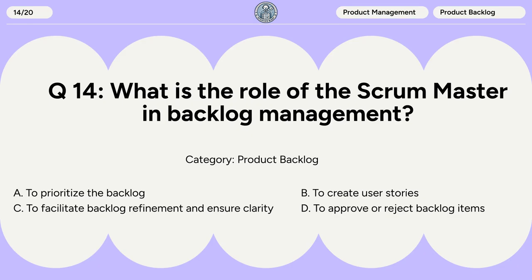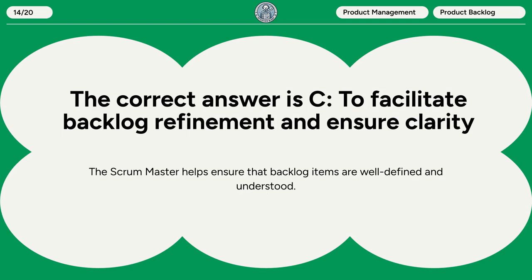Question 14. What is the role of the Scrum Master in backlog management? A. To prioritize the backlog. B. To create user stories. C. To facilitate backlog refinement and ensure clarity. D. To approve or reject backlog items. The correct answer is C. To facilitate backlog refinement and ensure clarity. The Scrum Master helps ensure that backlog items are well defined and understood.